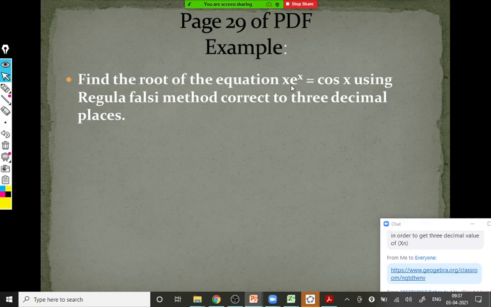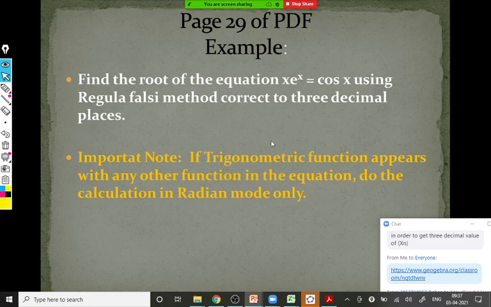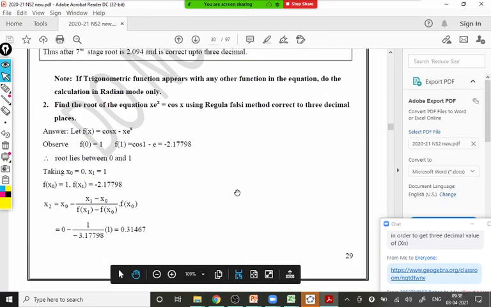Now for a transcendental equation, the most important thing you should remember, this is a very important note, or you will make mistakes in the exam, is that you have to use only the radian mode of your calculator. If you do not change the mode of your calculator and you do the calculation in degree mode, then your entire calculation goes wrong. So first change the mode of the calculator to radian only, and then you will be able to check these values.